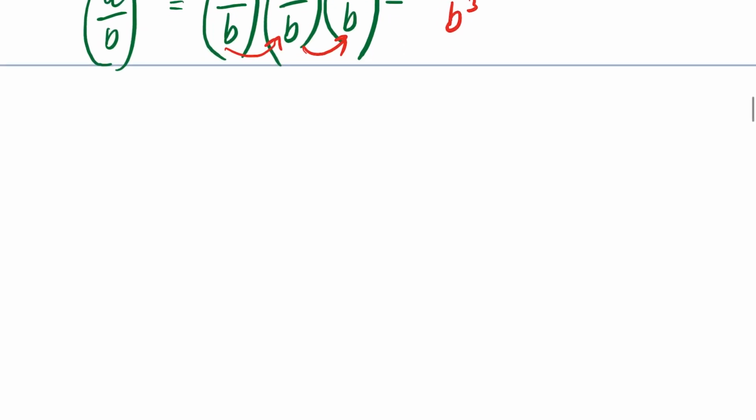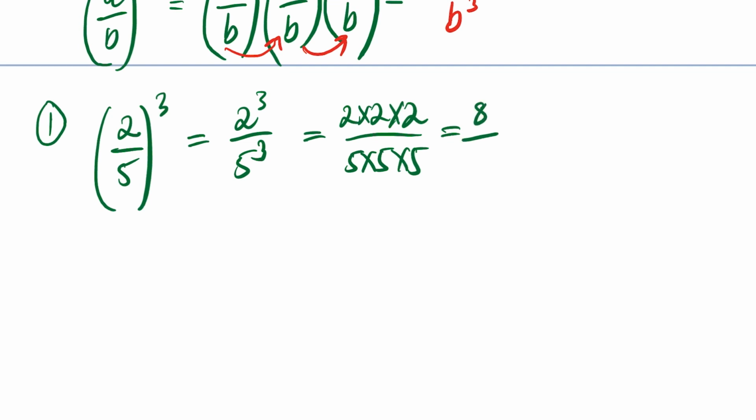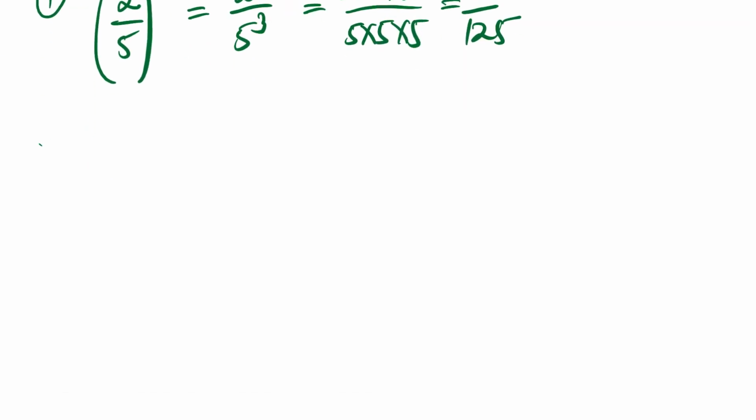Now let's look at numbers. Let's say we have 2 over 5, cubed. This means that it will be 2 cubed divided by 5 to the power 3, and then it's going to be 2 times 2 times 2, and 5 times 5 times 5. So this is going to be 8 over 125. 5 times 5 is 25, and 25 times 5 is 125.